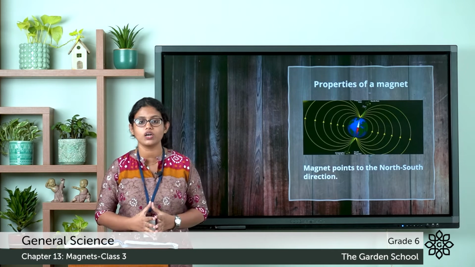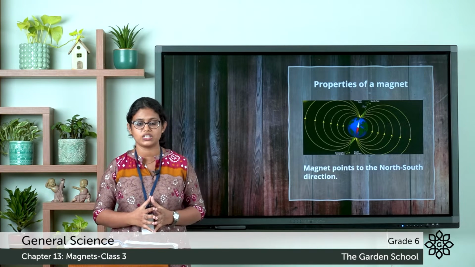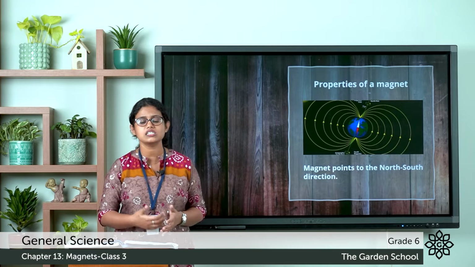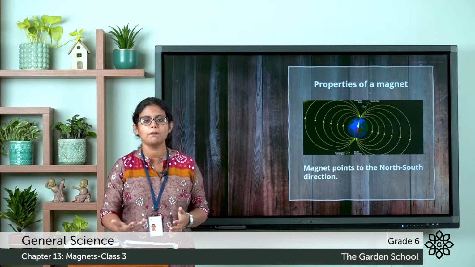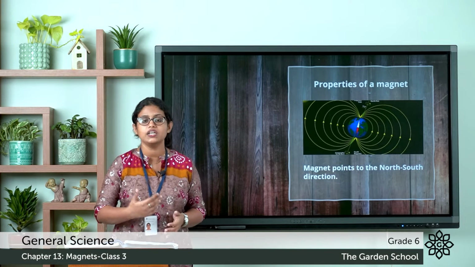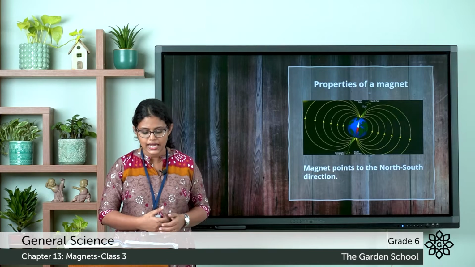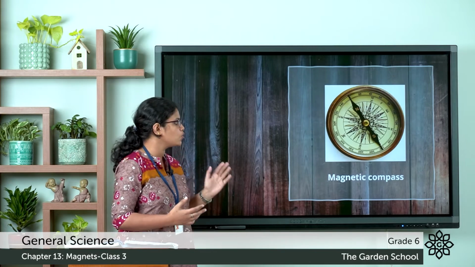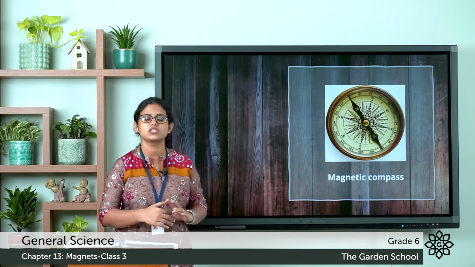This property we call the directive property. We have already learnt this in the last class. When a magnet is suspended freely, it remains in the north-south direction. That property we call the directive property. And this property is used for making the magnetic compass.